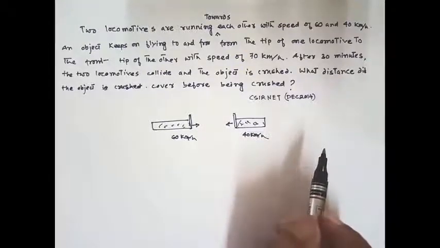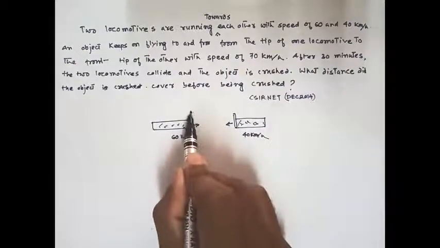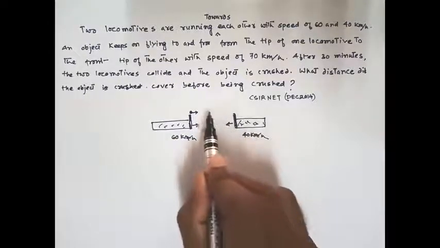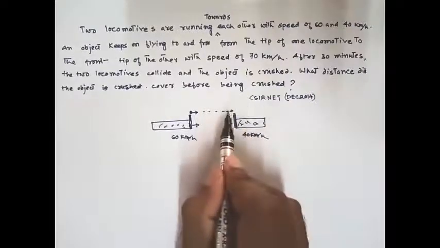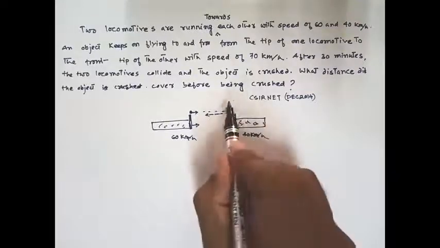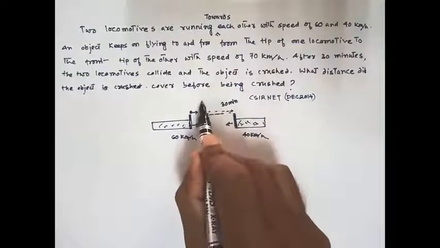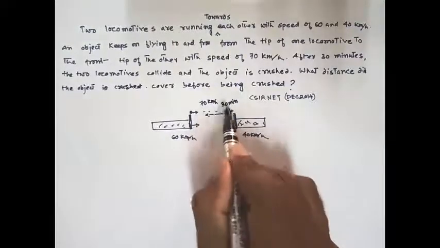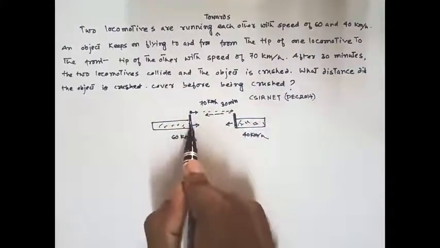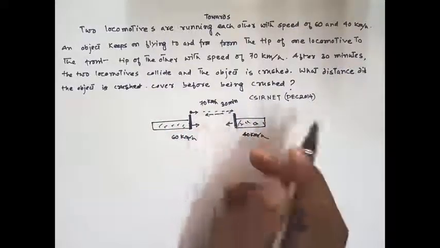It is given that there is an object flying from the tip of this locomotive to the tip of this locomotive. Again it will return, and in this way it is flying for 30 minutes at a speed of 70 km per hour. So after 30 minutes, both locomotives will collide with each other, and the object will crash down.